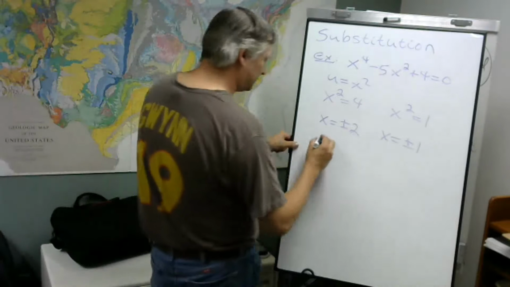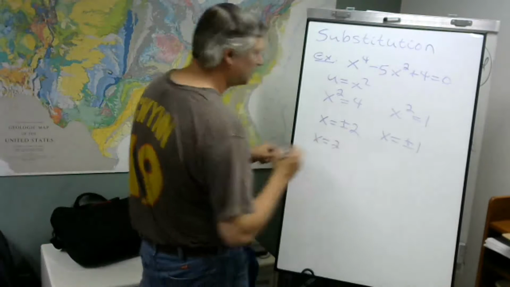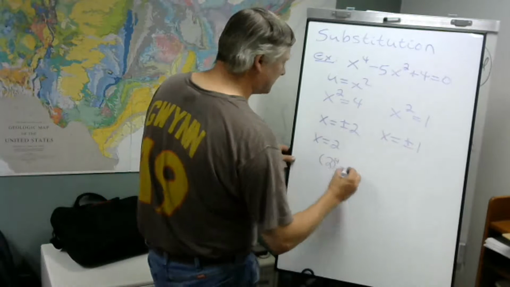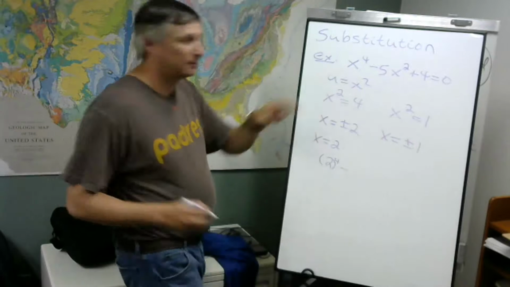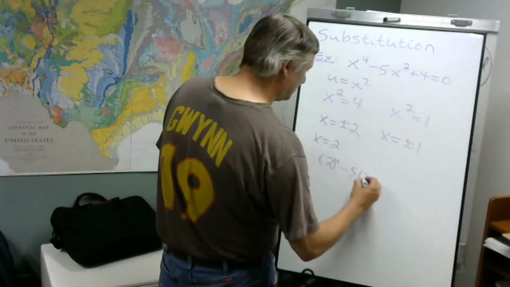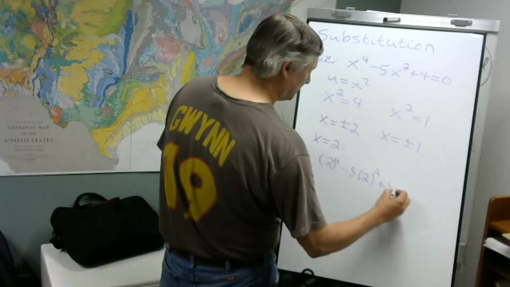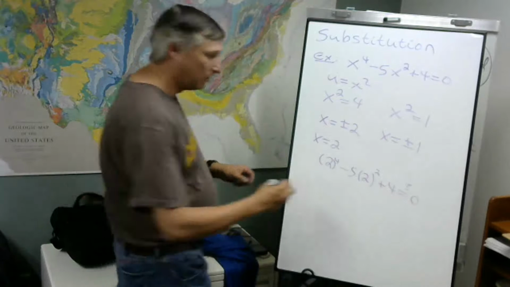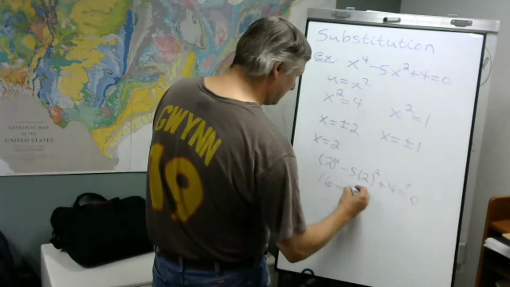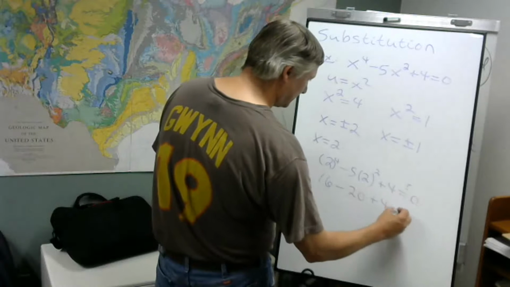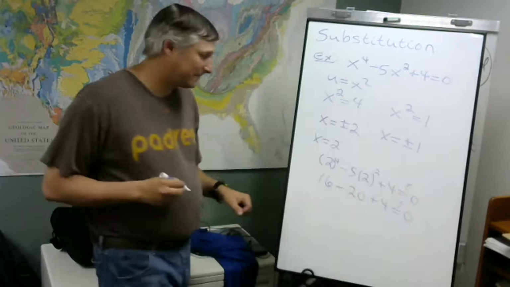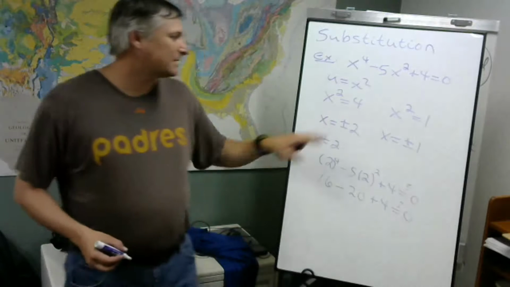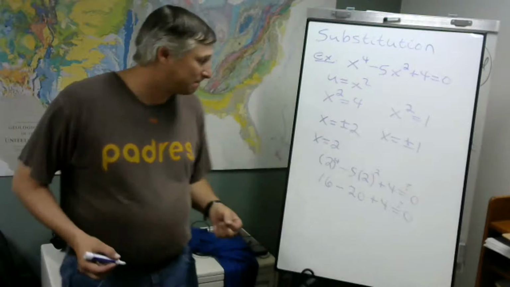Let's say we're going to check x equals 2. So this is 2 to the 4th, and again, we're checking in the original equation, minus 5 times 2 squared plus 4. Does that equal 0? Is 16 minus 20 plus 4 equal to 0? And it is. So x equals 2 works. Also, x equals minus 2 will also work.